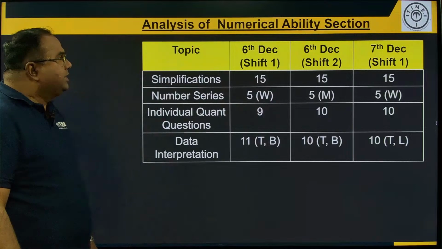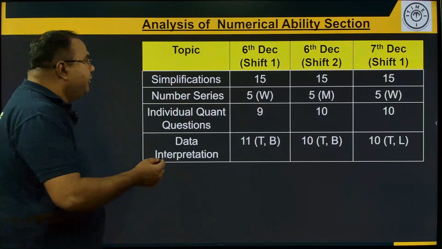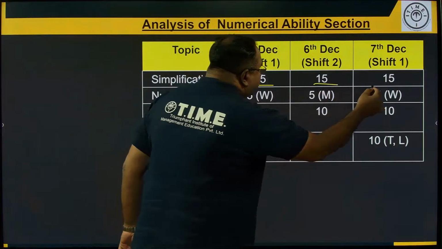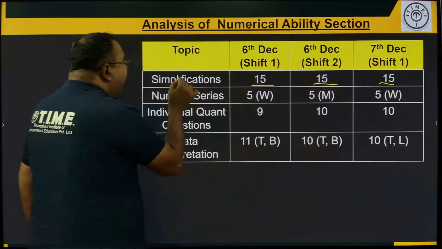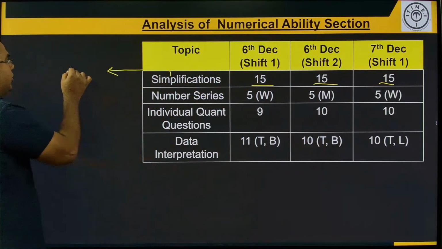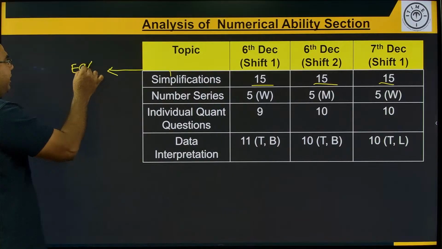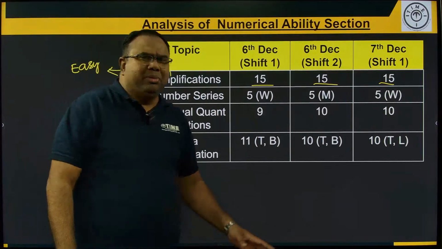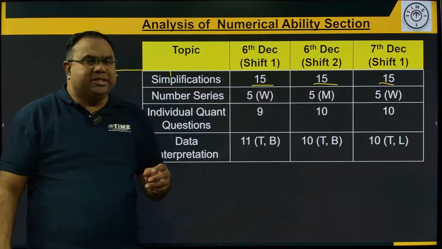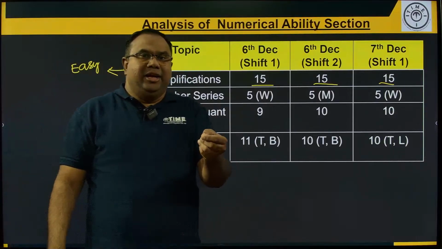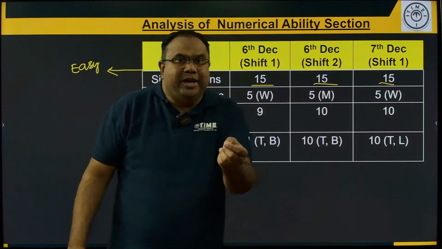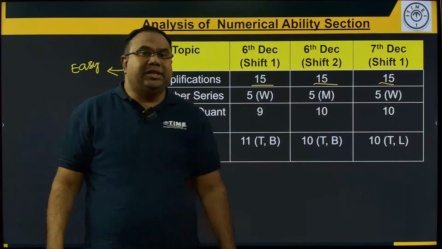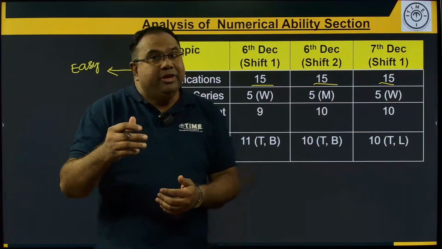If you look at your quant section, there is the numerical ability section. We have simplifications, 15 questions across all the slots. And I can say these questions are very, very easy to solve. Hardly 1 or 2 questions require a little more time, but almost 50% of the questions you can do orally without using your pen and paper.